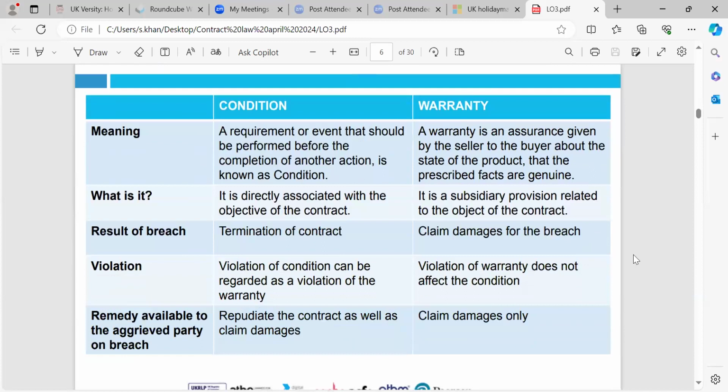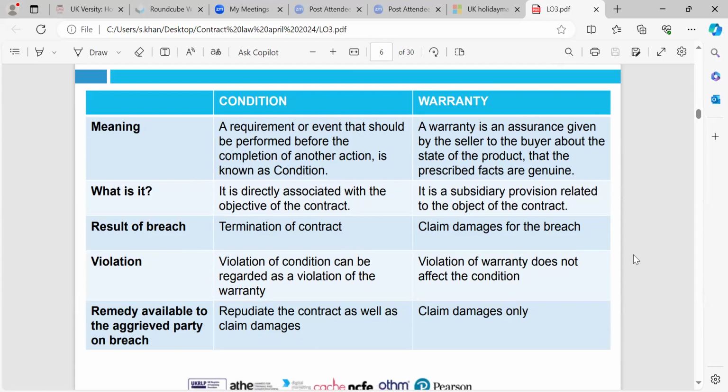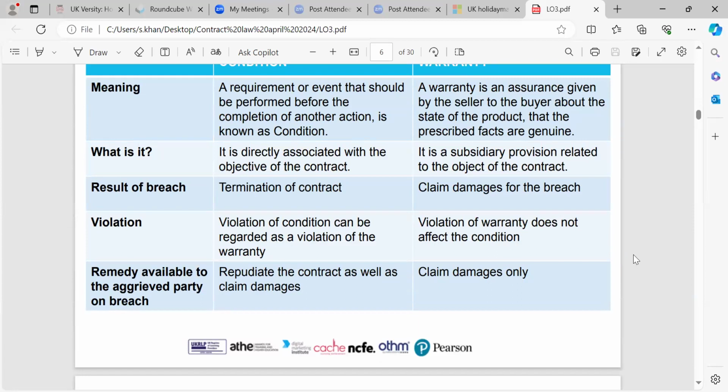So a comparison chart, the meaning. A condition is a requirement or event that should be performed before the completion of another action. A warranty is an assurance given by the seller to the buyer about the state of the product, that prescribed facts are genuine. A condition is directly associated with the objective of the contract. A warranty is a subsidiary provision relating to the object of the contract. The result of breach of a condition is termination of the contract. The result of breach of a warranty is a claim for damages.